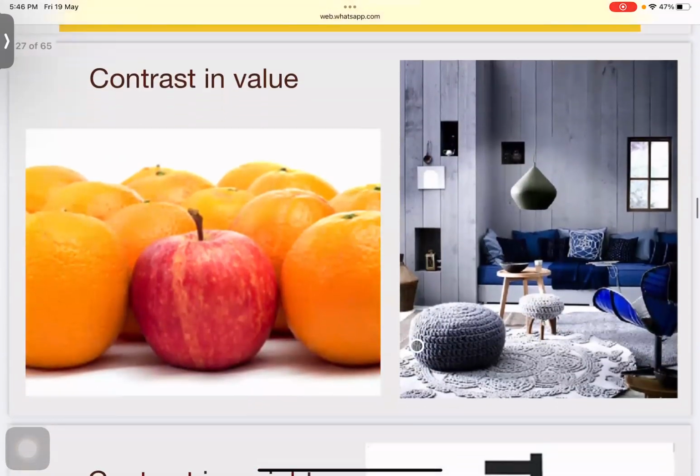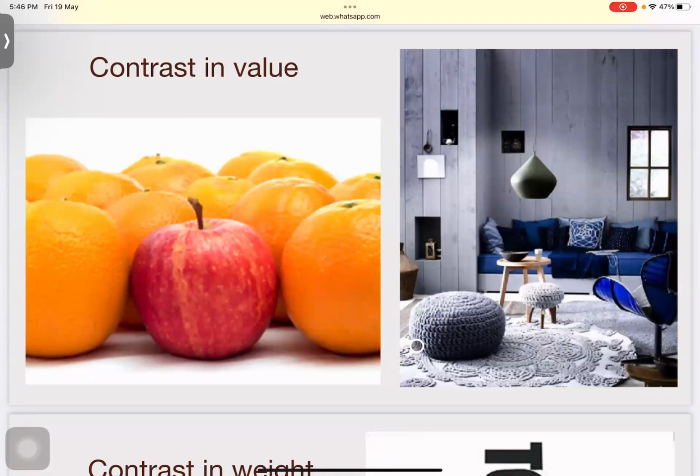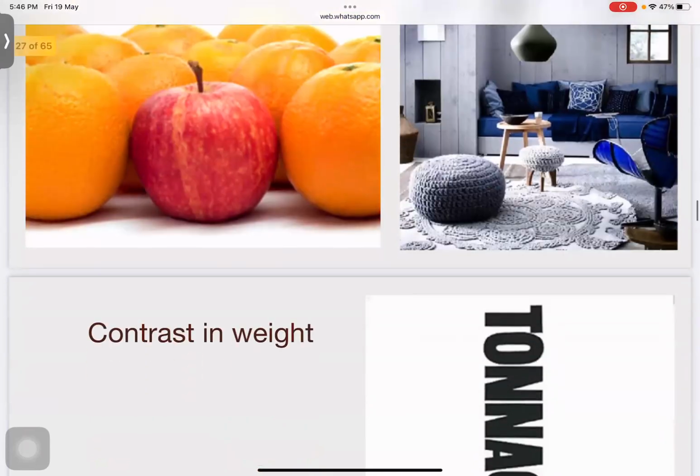Now over here we have contrast in terms of value. See how the value of one singular color can lead to different sorts of contrast. Sorry, I must say that the change in value of one particular color itself can lead to an increase in contrast. Okay. Now over here, contrast in weight.